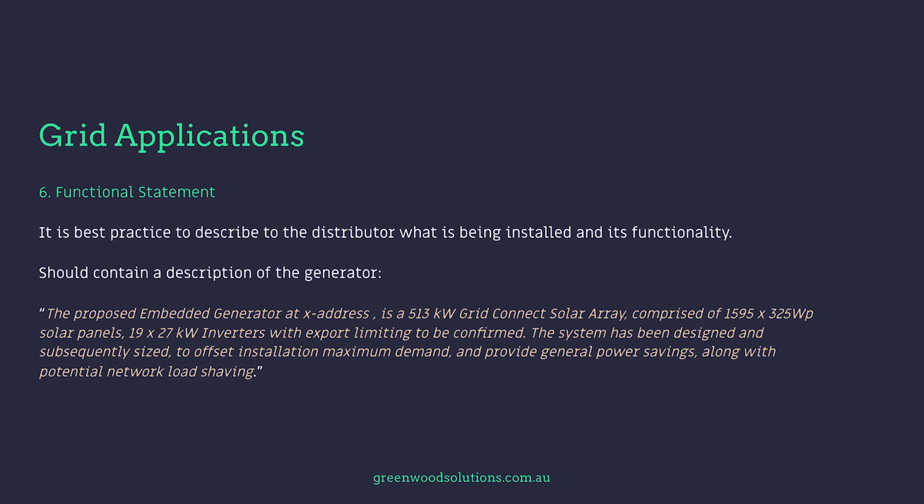Functional statement. It is best practice to describe to the distributor what is being installed and its functionality. It should contain a description of the generator. For example, the proposed embedded generator at X address is a 513 kilowatt grid connect solar array comprising of 1,595 panels at 325 watts each, 19 by 27 kilowatt inverters with export limiting to be confirmed. The system has been designed and subsequently sized to offset installation maximum demand and provide general power savings along with potential network load shaving.